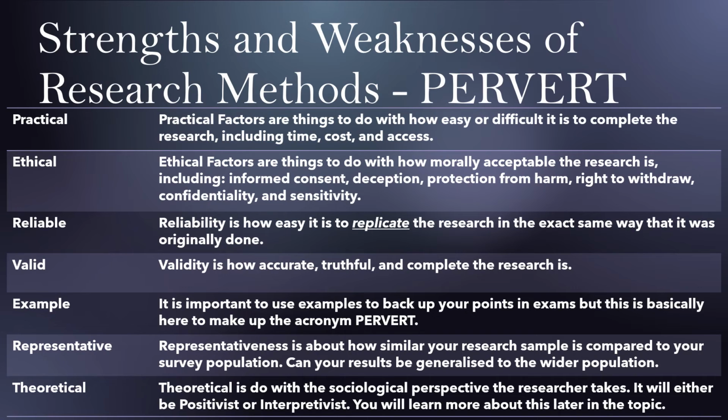The next two, reliability and validity, people muddle up. It's the single biggest mistake that students make. Reliable data is all about how easy it is to replicate, how easy it is to do the research again, someone else doing the research again in the exact same way that it was originally done. Now, you do it with different people, but the exact same process. If it's really difficult to replicate, you would say it's low in reliability. If it's really easy to do the exact same thing in the exact same way, in the exact same kind of time frame, then you'd say it's high in reliability.